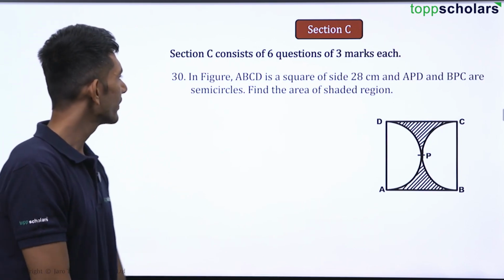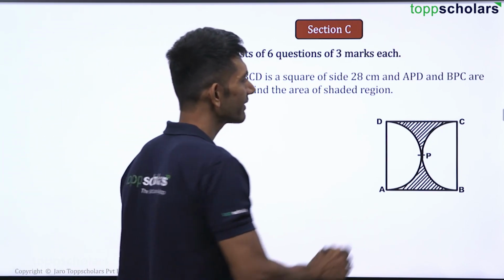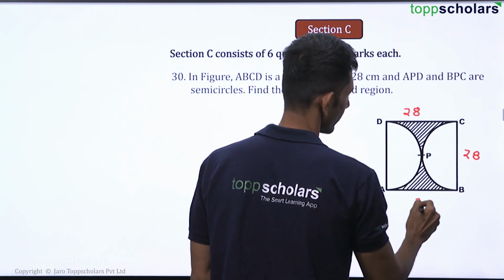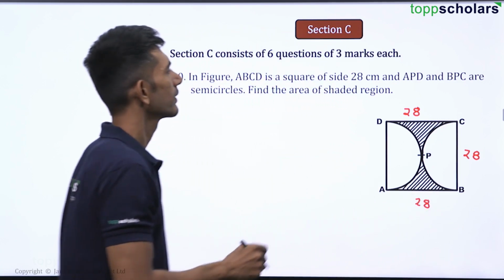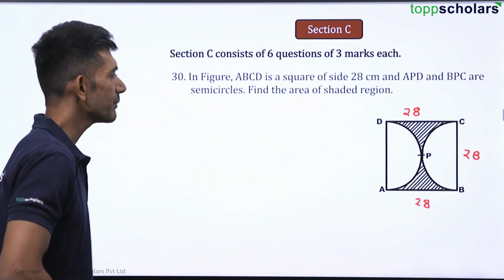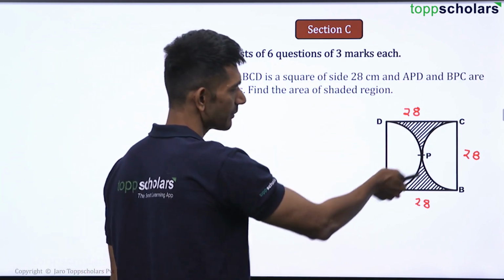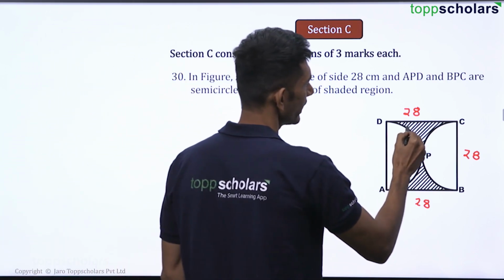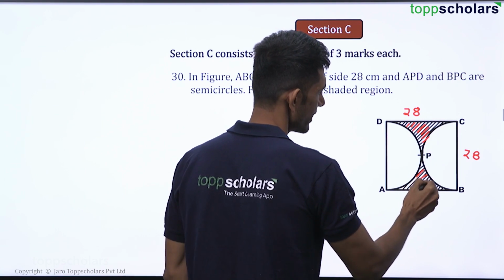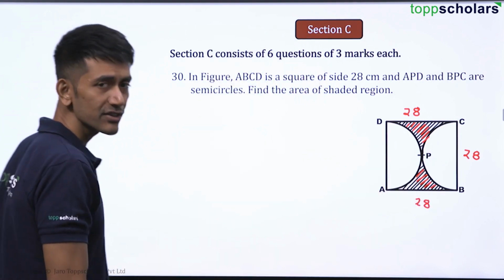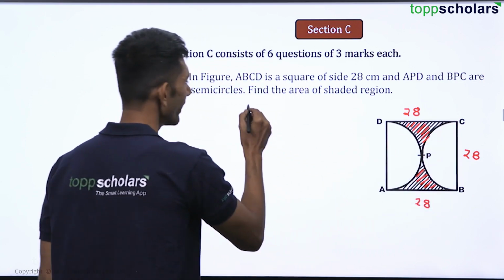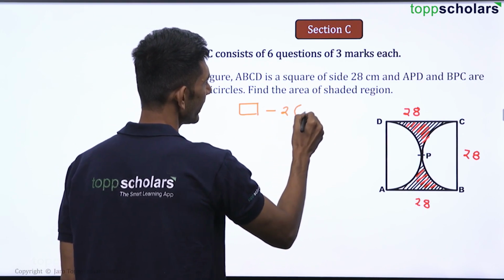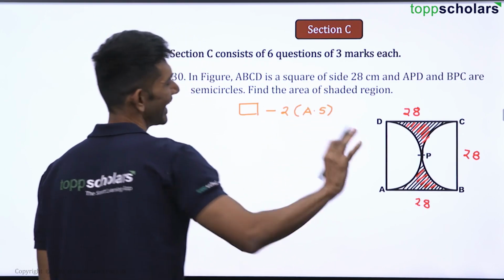Okay, now it says ABCD is a square of side 28 centimeter. So each side is 28 centimeter. And APD and BPC are semicircles. So we have semicircles. This is a semicircle, this is a semicircle. Find the area of the shaded region. So we are supposed to find out the area of this shaded region. Now can I say the area of the shaded region is going to be the area of the entire square, minus 2 times the area of semicircle. That is what we need to do.